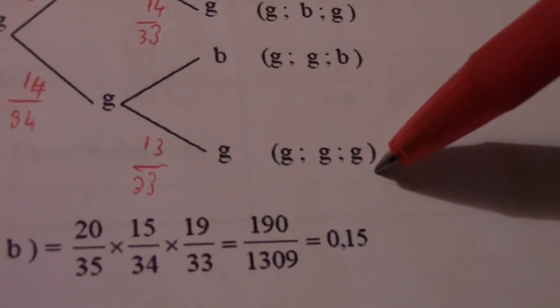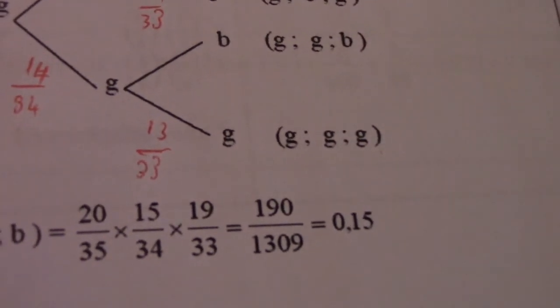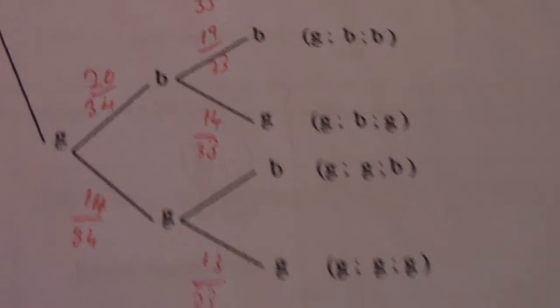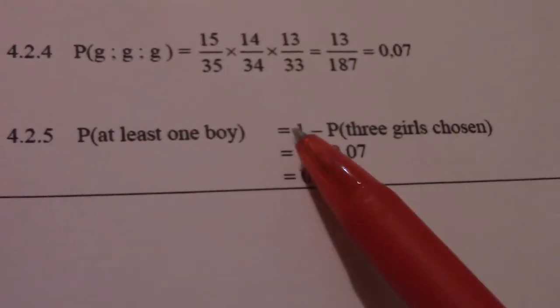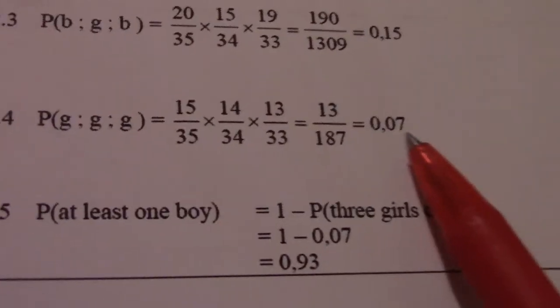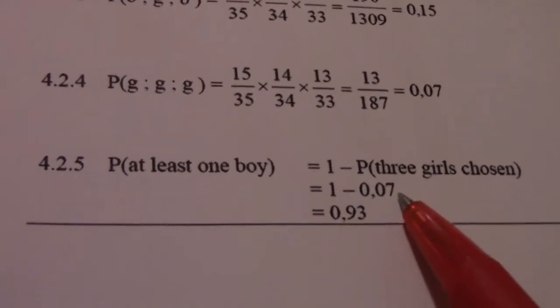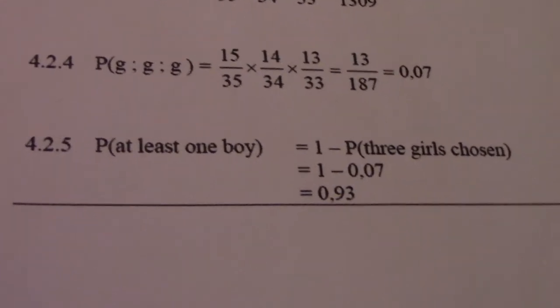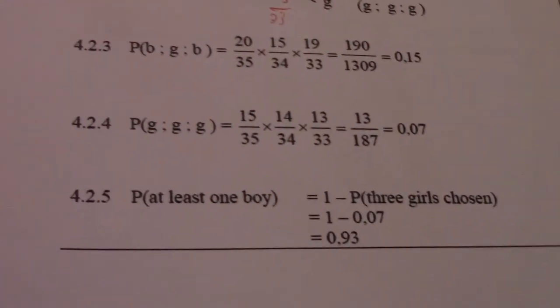So I'm going to use complementary events and say 1 minus the probability of getting all girls. Whatever's left behind should be the probability for that. So the probability of at least one boy equals 1 minus the probability of 3 girls chosen. From the top you see 3 girls chosen, 0.07. So 1 minus 0.07 equals 0.93. Hope you follow, hope you understand.